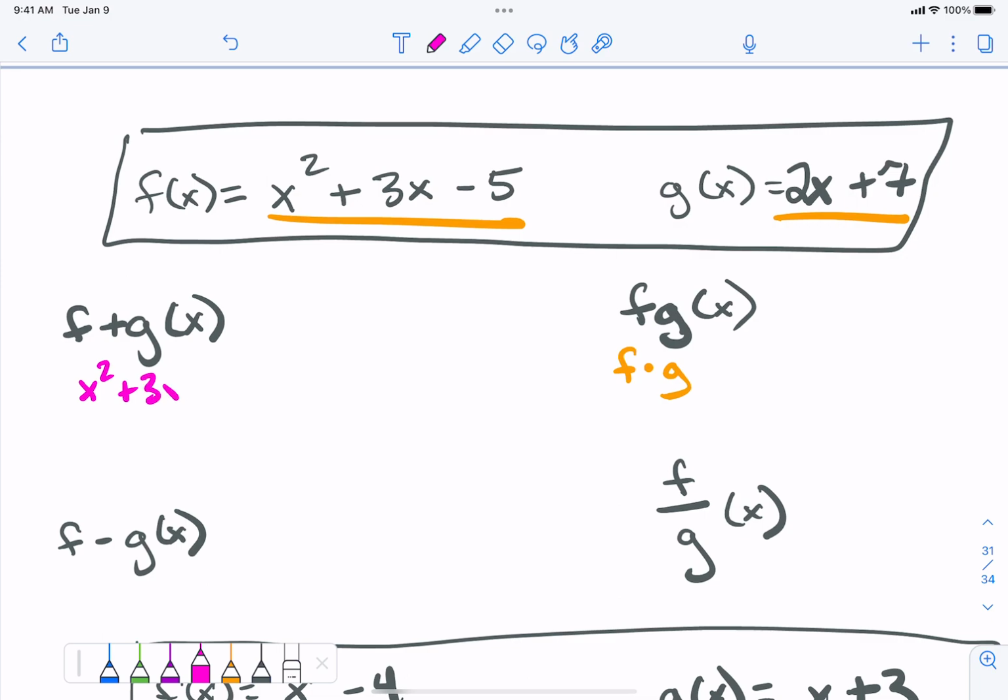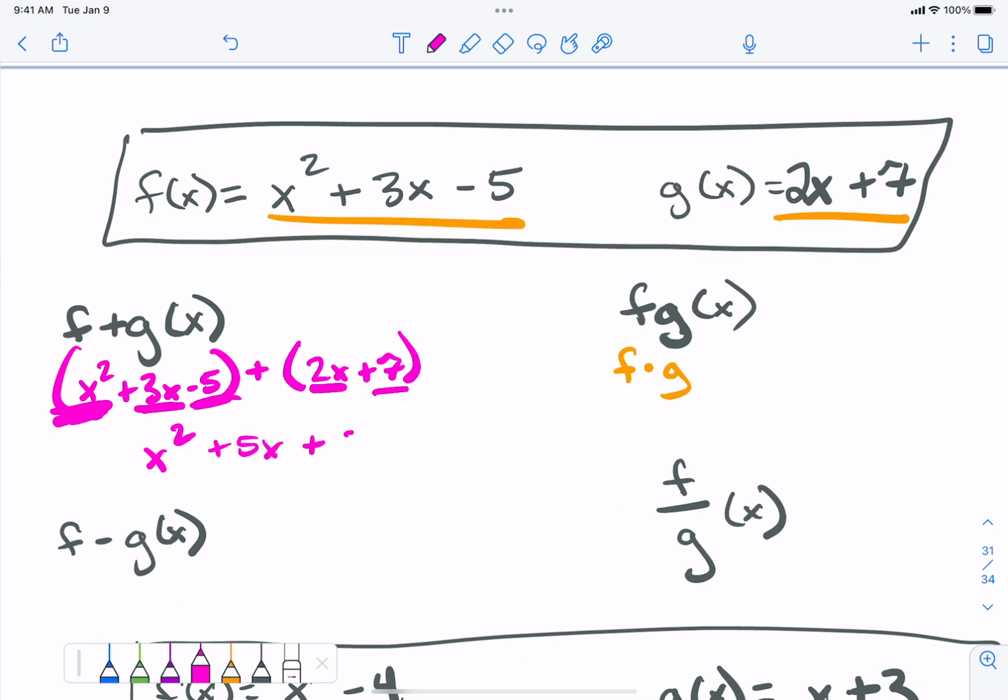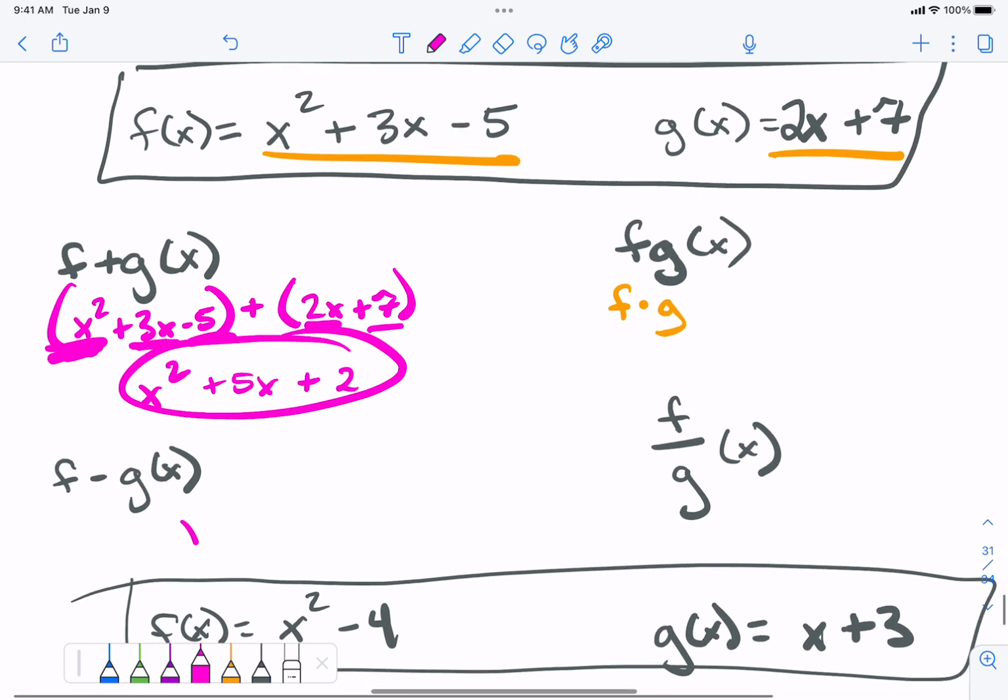x squared plus 3x minus 5, that's f. And I'm adding that to g. Right? So x squared. Can we do the division one together? Yes, we can. Okay, that's the plus. Minus. That's what I got for minus.